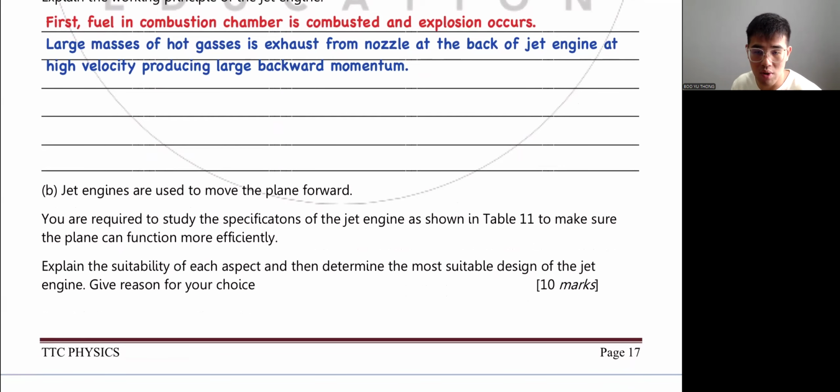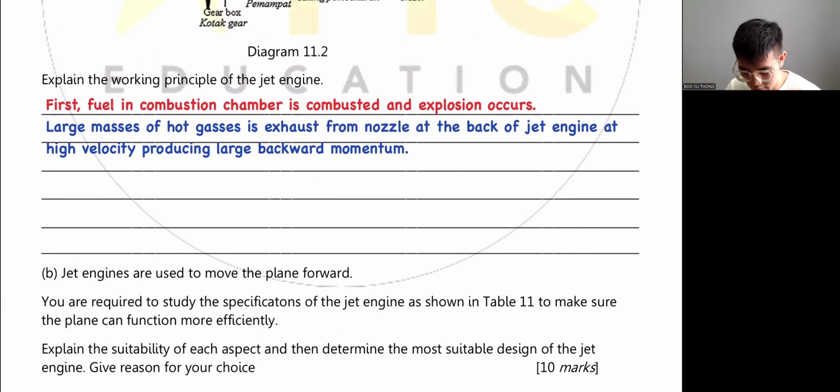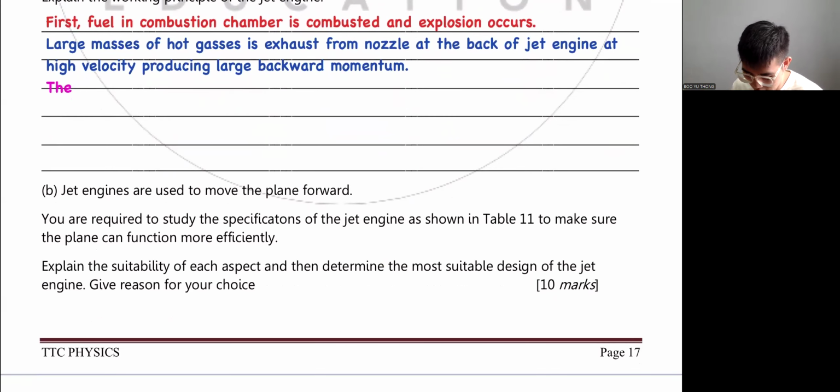Now, usually students like to write, after backward momentum, that the forward momentum is produced on the engine. But I mean, not to say it's wrong, but it's not complete, because the question is supposed to be 4 marks. If you write after backward momentum, then immediately write forward momentum, you miss out 1 mark. So this is the common mistake. A lot of times students write: therefore, a large forward momentum is produced on the jet engine.